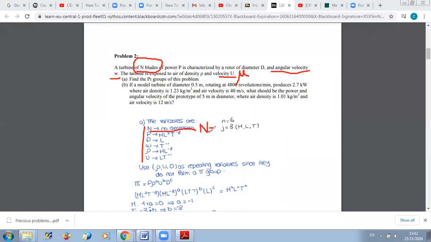N is my first group. This is pi 1. Okay? Because if I have a variable without dimension, this means that it constitutes a group by itself. So one condition, if you want, between the prototype and the model will be to have the same number of blades.